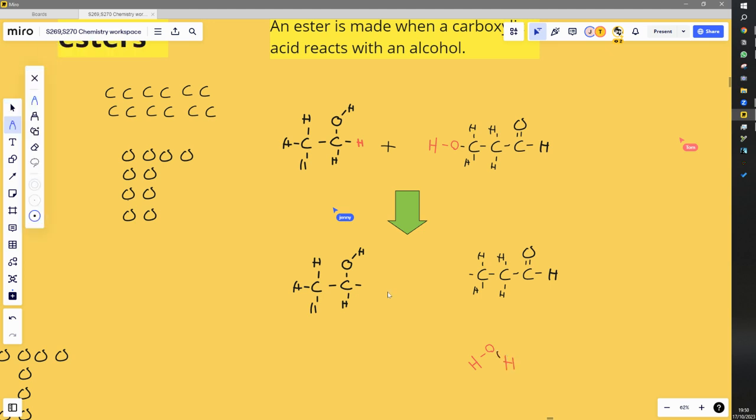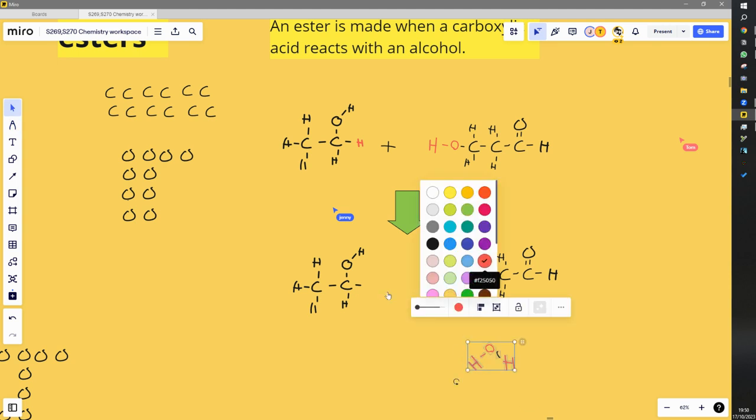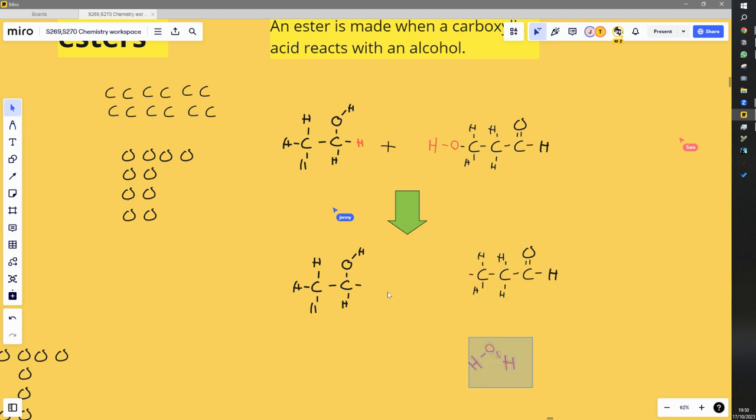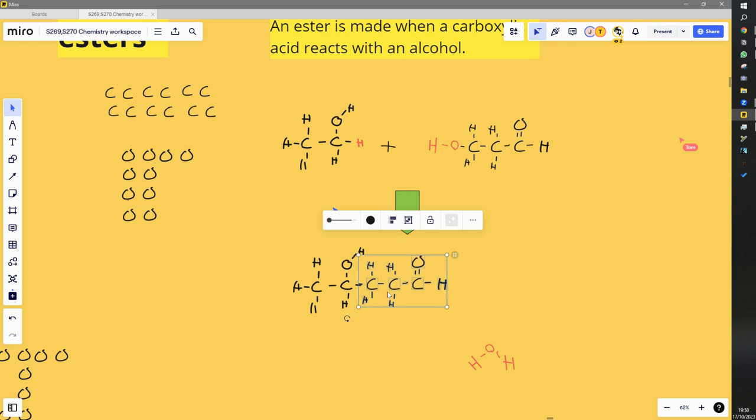So there's my OH group. I want to make that all red. So that's H2O, right? We've seen that before. And then these two join together like that. Oh wait, no, they don't join together like that.